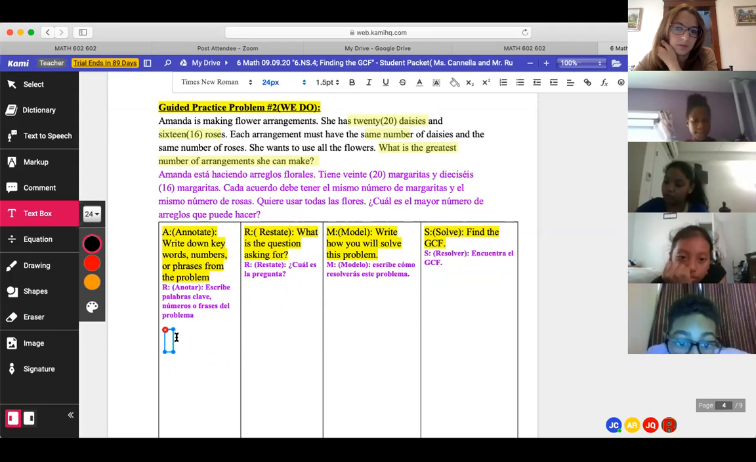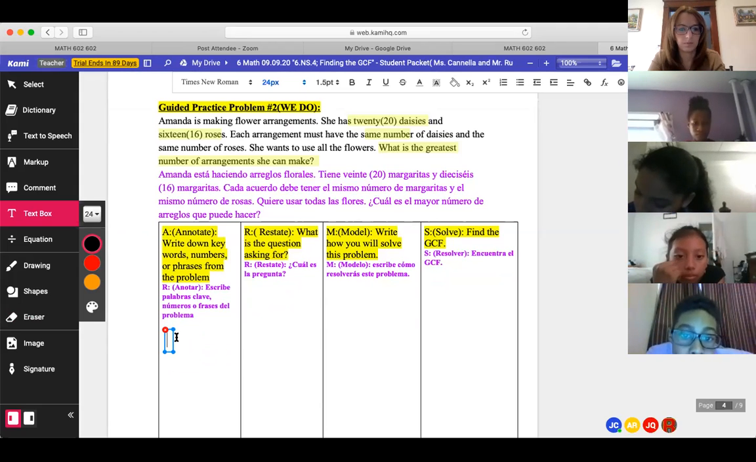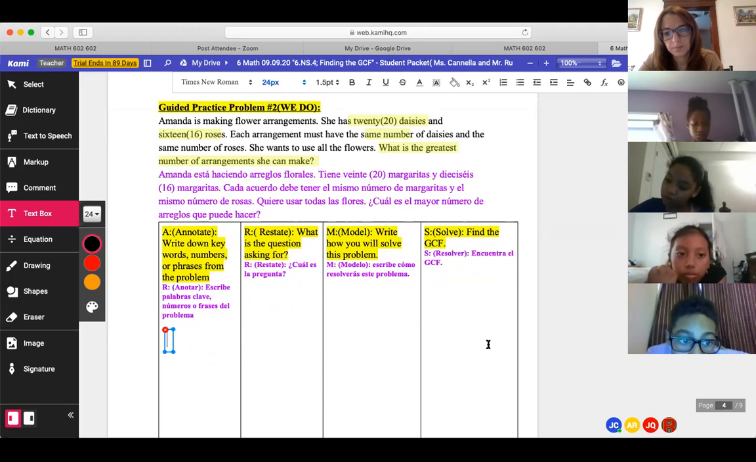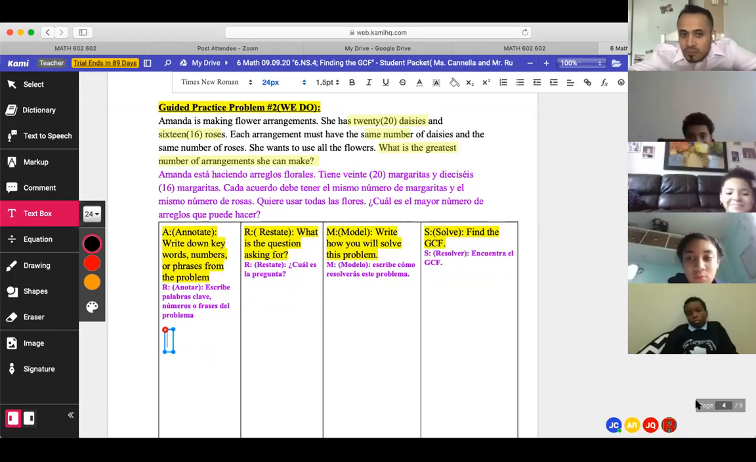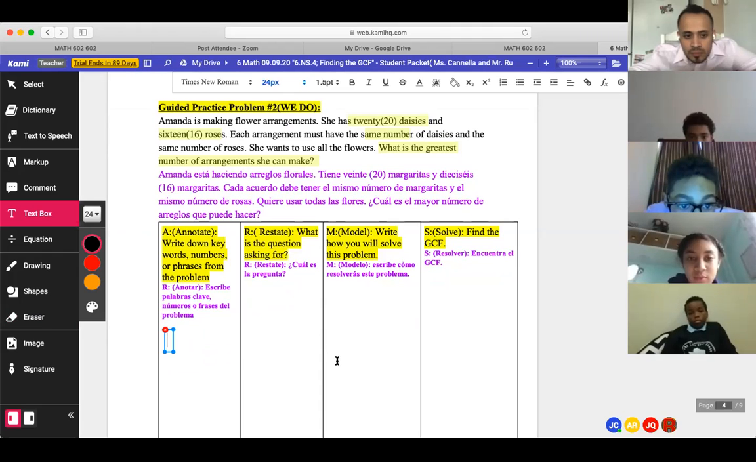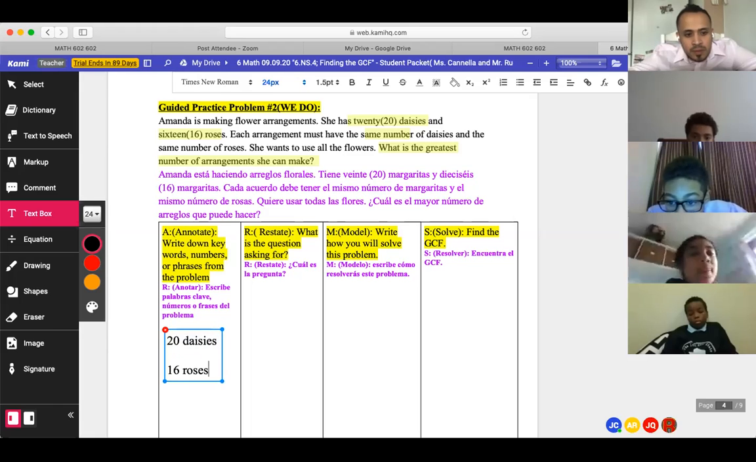Now, we already annotated, but I want somebody to tell me, what do we write in the first box? I'm picking on, I heard from Cynthia. I haven't heard from Shaylin. You put 20 daisies and 16 roses, good, and then you put the same number. Good.